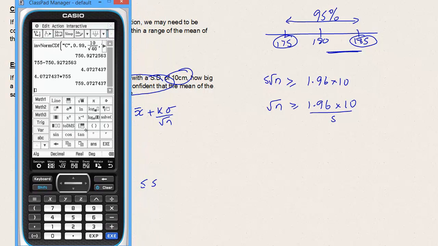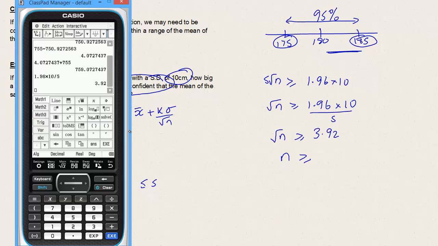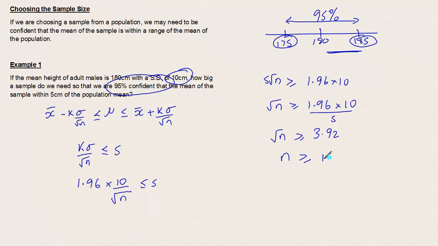So we've got 1.96 times 10 divided by 5. So root n is greater than or equal to, the value on the calculator was 3.92. So n needs to be greater than or equal to 3.92 squared, which is 15.36 and so on.